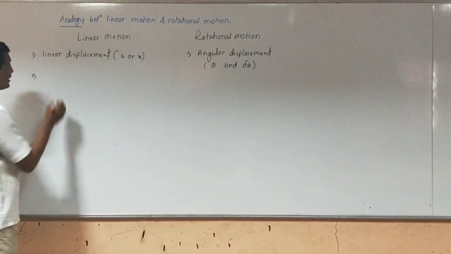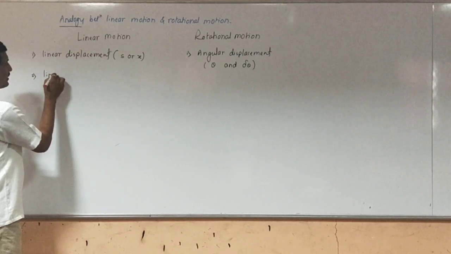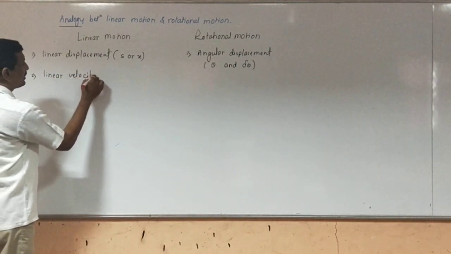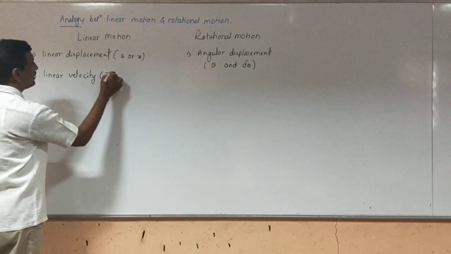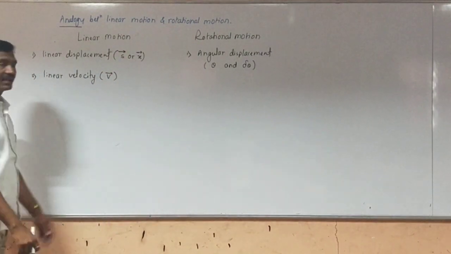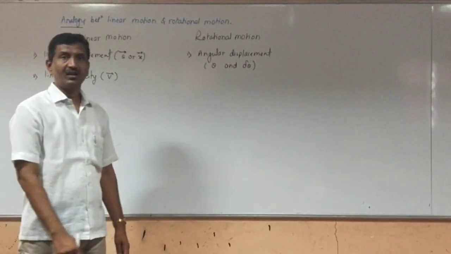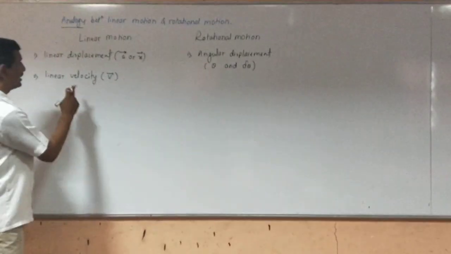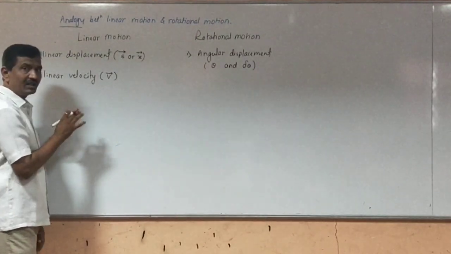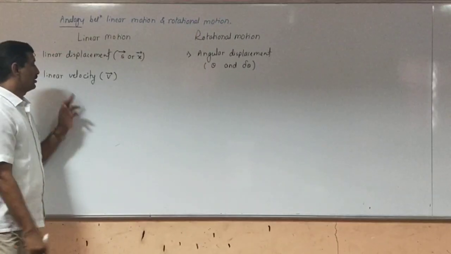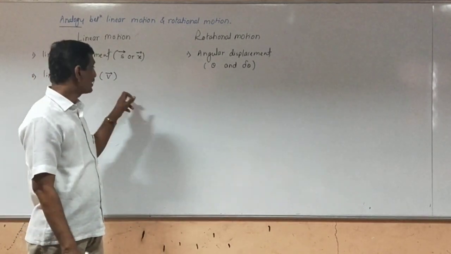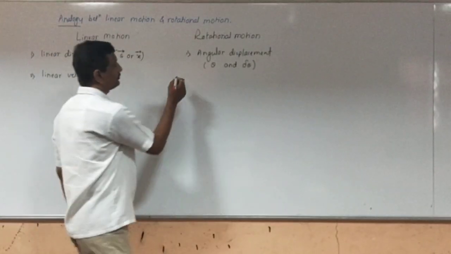Second physical quantity is the linear velocity. What is the linear velocity? The rate of change of the linear displacement is called the linear velocity, denoted by letter V. SI unit of the linear velocity is meter per second and it is a vector quantity and dimension is 1 in length, 0 in mass and -1 in time.